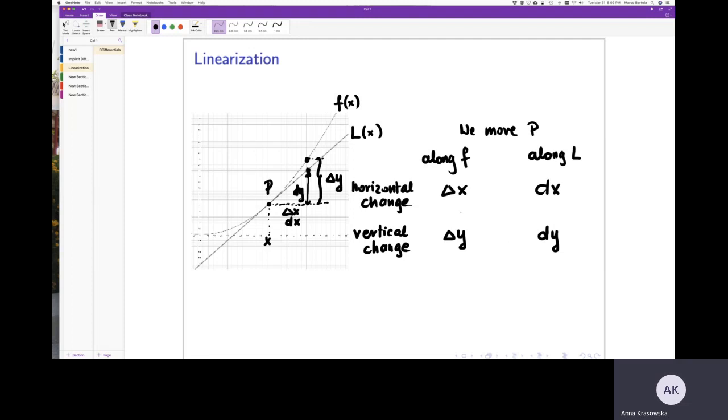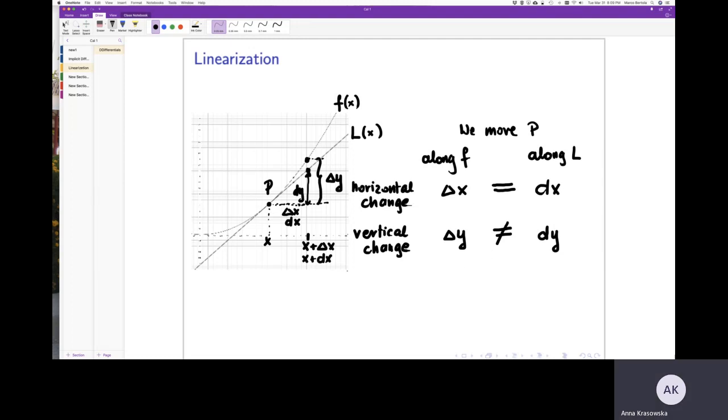Okay, so in all this construction, we want delta x and dx to be exactly the same. So horizontally, we move point P from x into the new value x plus delta x, which is the same as x plus dx, because delta x and dx are the same. It's a horizontal shift or horizontal change. However, we can see that depending whether the point moves along the function or along the tangent line, the delta y and dy, I hope you see they are not the same.